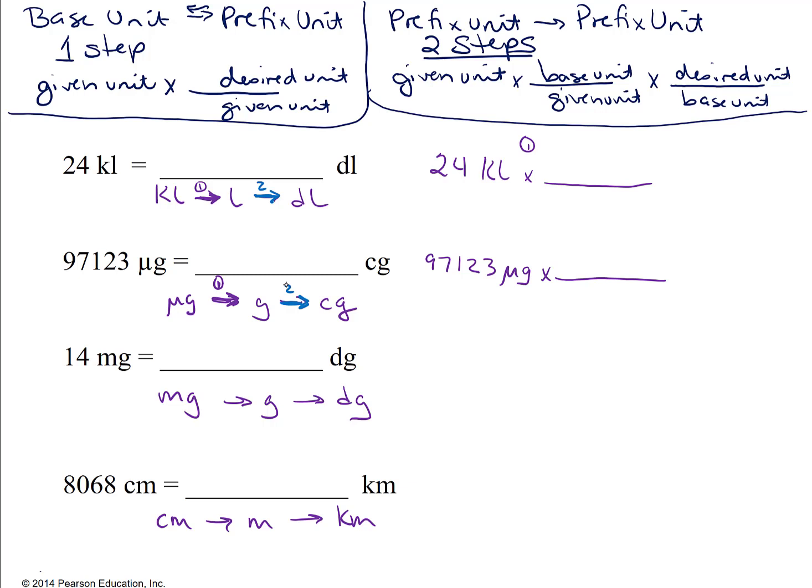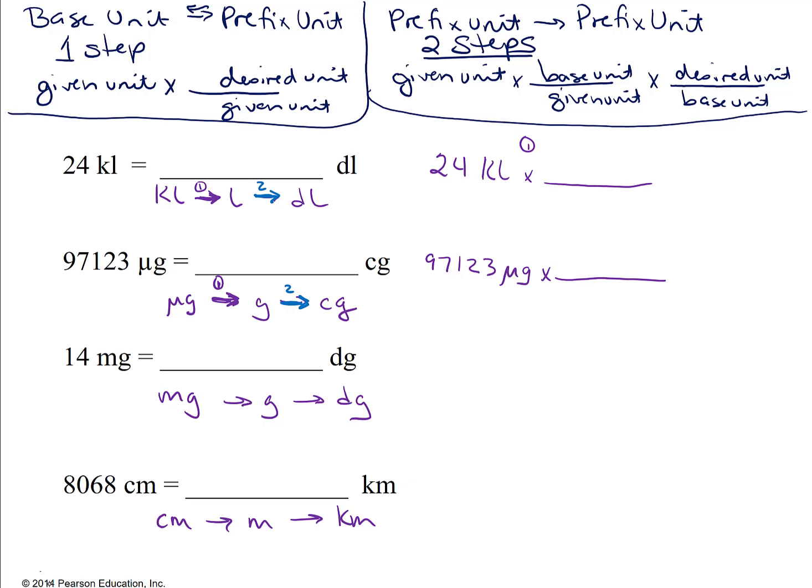All right, is the first one step or 2? 2, because I have kilo and I have deci. So that's a 2-step process. So where am I going to go in the middle? Go to liters. So I'm going to go from kiloliters to liters. Then I'm going to go from liters to deciliters. Okay, so everything then is just in relationship to liters. So in the first one, kiloliters to liters, liters to deciliters.